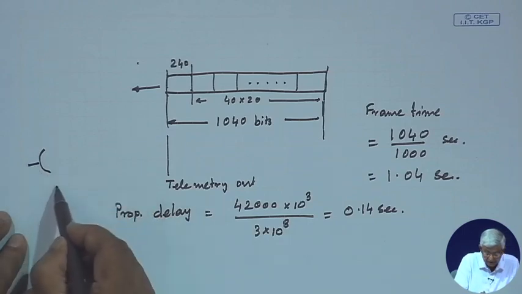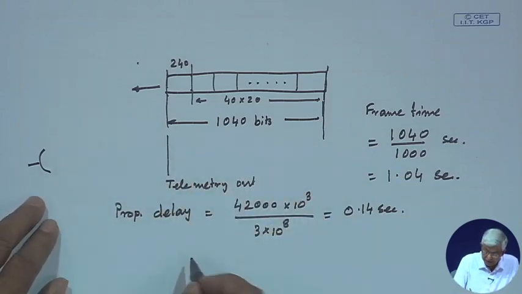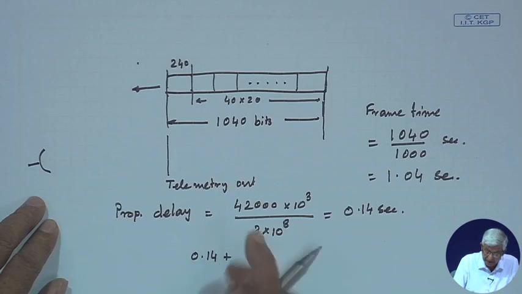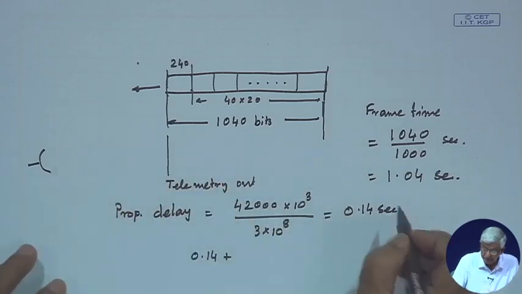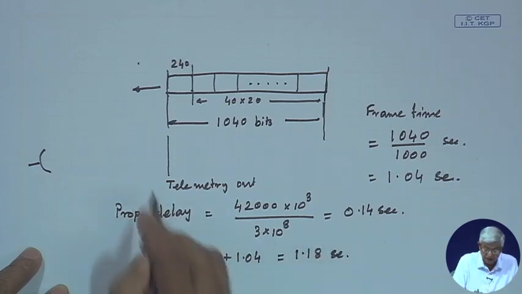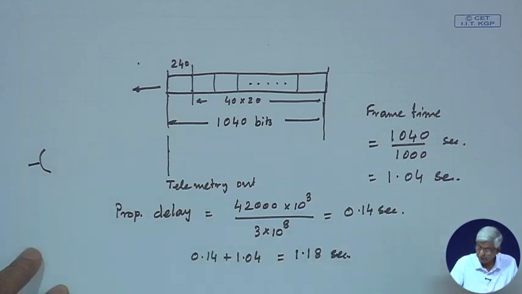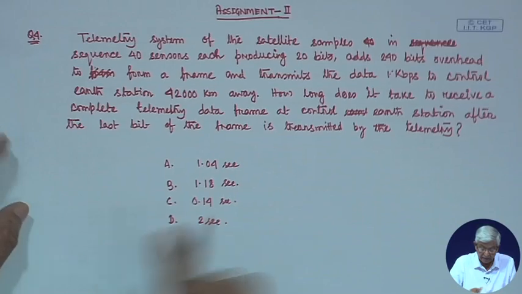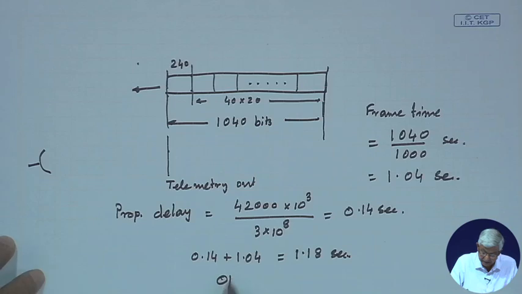At the control station, this whole frame has to go in. So, first is the propagation delay of 0.14 second and then the whole frame time which has to go inside till the last bit, which is 1.04 second. So, it is 1.18 second, the total time from the last bit transmitted from the satellite to the last bit received by the control station. So, the correct answer is 1.18 second, and 1.18 appears in option B. So, option B is the correct answer.